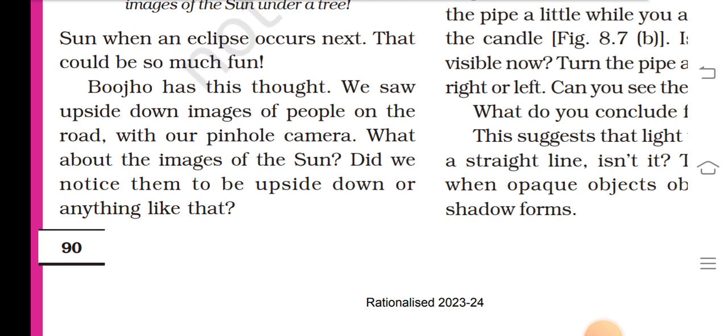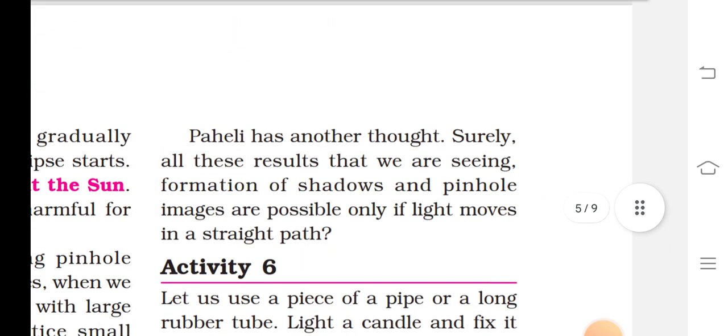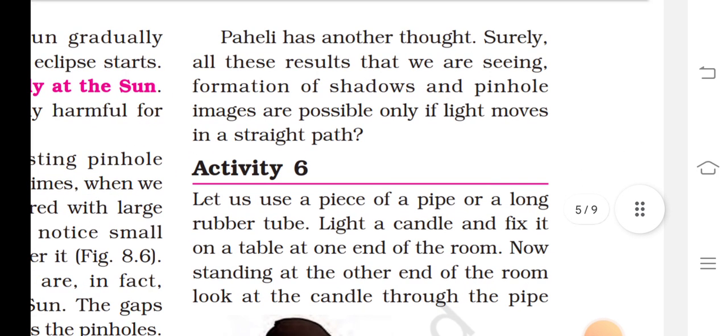Bojo has this thought: we see the upside down image of people on the road with our pinhole camera. What about the image of the sun? Did we then notice them to be upside down or anything like that? Pili has another thought: surely all these results that we are seeing, formation of the shadows and pinhole images, are possible only if light moves in a straight path.